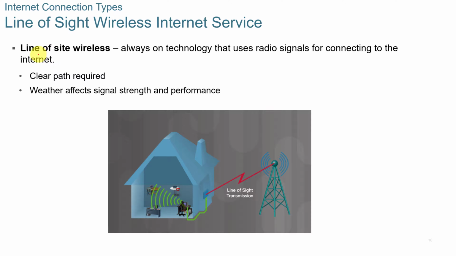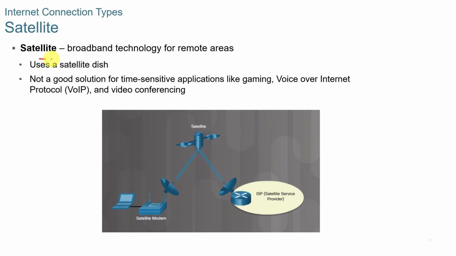Another type of connection is line of sight wireless. That's an always-on technology that uses radio signals for connecting to the internet, and you may see these out in remote areas. You'll see some type of receiver, and they have to have line of sight to the tower, and they use radio signals to get that signal. Satellite is another technology. It's broadband technology for remote areas. It uses a satellite dish.